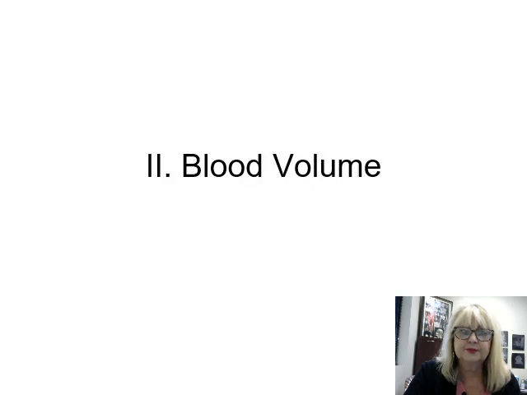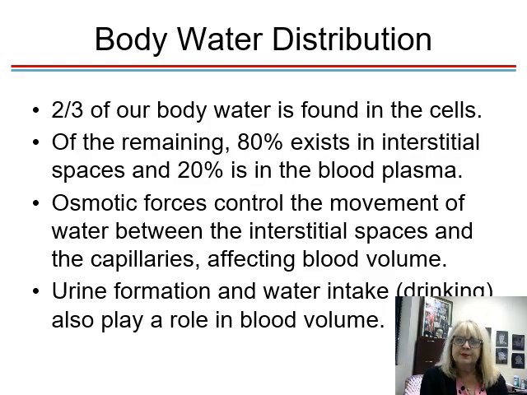Blood volume. Body water distribution: two-thirds of our body water is found in the cells, and of the remainder, 80% exists in the interstitial spaces and about 20% is in the blood plasma. Osmotic forces control the movement of water between the interstitial spaces and the capillaries, affecting blood volume. Urine formation and water intake, which is drinking, also play a role in blood volume.